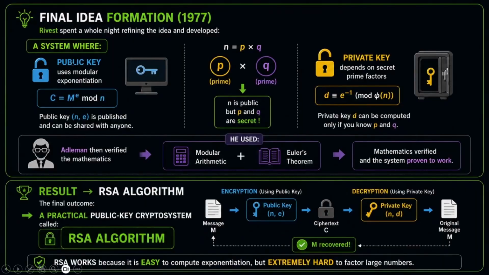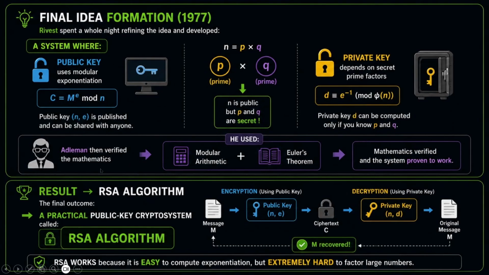Rivest spent a whole night refining the idea and developed a system where the public key uses modular exponentiation. Suppose C is the ciphertext, M is the message, and e is the public exponent. The public key (n, e) is published and can be shared with anyone. Here n is public but p and q are secret. The private key depends on the secret prime factors. The private key d can be computed only if you know p and q.